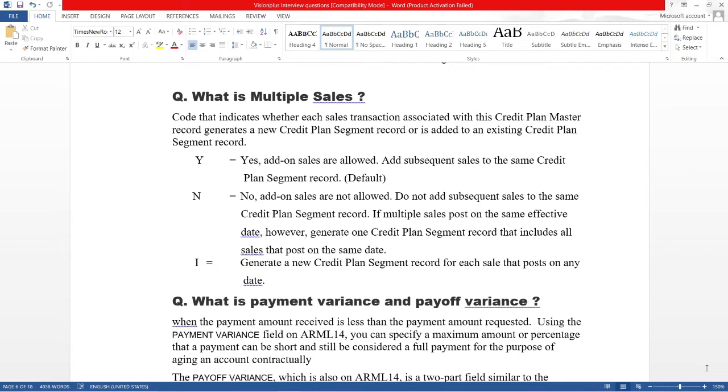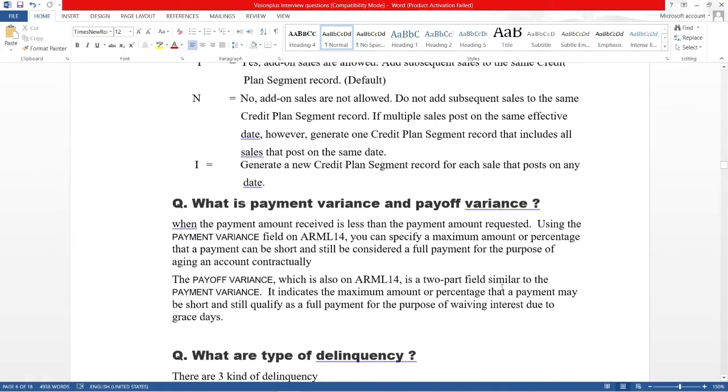Now, after that, this is a very important question. What is the payment variance and payoff variance? If you say you have worked on the CMS, every interviewer asks this question. When the payment amount received is less than the payment amount requested, using the payment variance built on ARML 14, you can specify a maximum amount or percentage that a payment can be short and still be considered a full payment for the purpose of aging an account contractually.